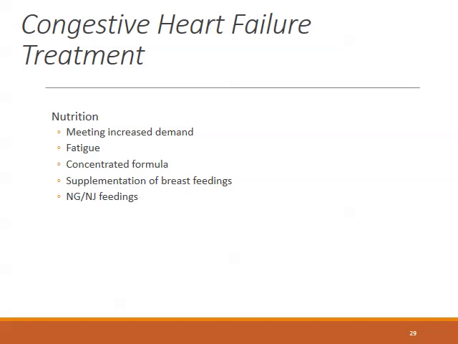Nutrition. We want to talk about meeting the increased demand. So you're going to look at the concentration of the formula, 27 to 30 calories per ounce. You also do not want to fatigue the child. So if they've got heart failure, it's going to take a lot of different feedings. They're not going to be able to sit for a long time.